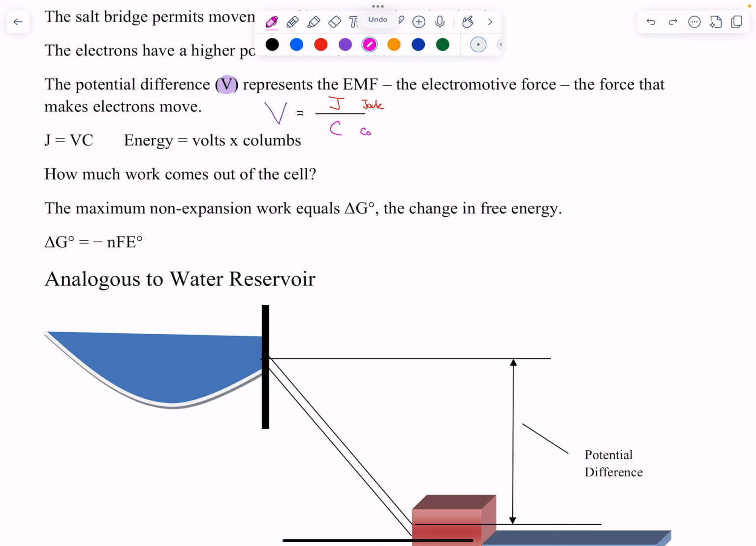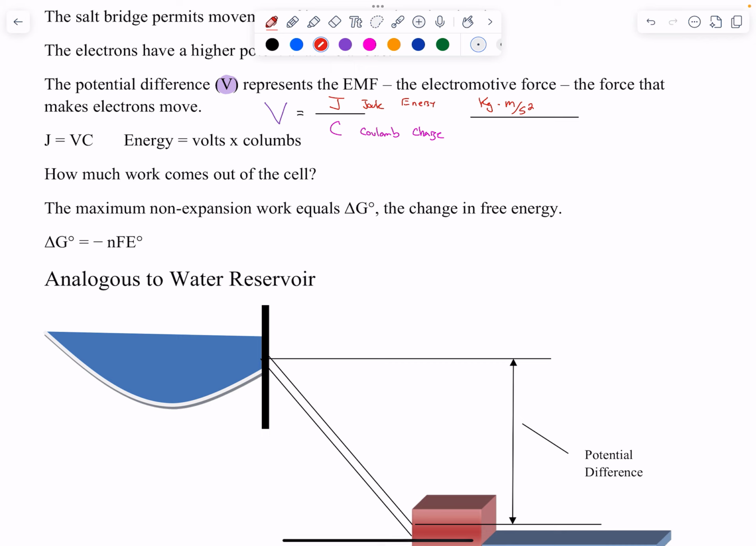So what is this? This is energy divided by charge. Coulomb is a measure of charge. And if we break it down even more, what is a joule? A joule is a newton meter. What's a newton? A newton is a kilogram mass times acceleration, kilogram times meter per second squared. So a joule is a kilogram times meter squared per second squared.